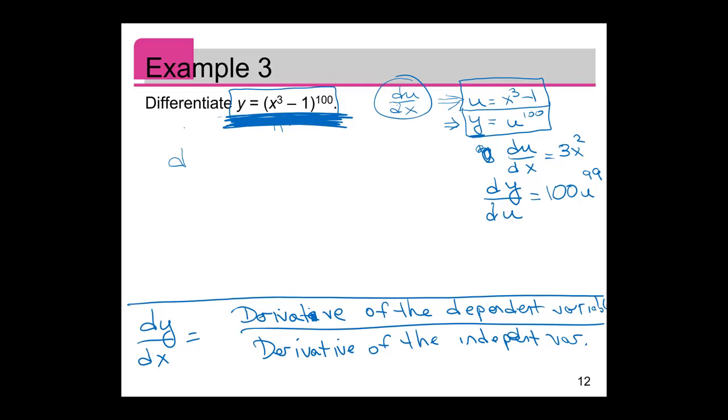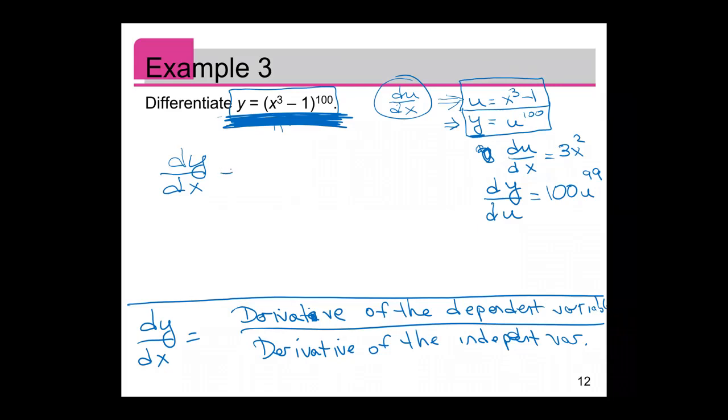Once I pick an X, let's say X equals 1, then I have 1 cubed minus 1, which is 0. 0 to the 100 power is 0. Is Y still independent? No, it's dependent. Now Y becomes dependent on what X equals. So that's how I want you to think about this. We have the derivative of the dependent variable over the derivative of the independent variable. So for y equals x cubed minus 1 to the 100th, it's dy over dx.